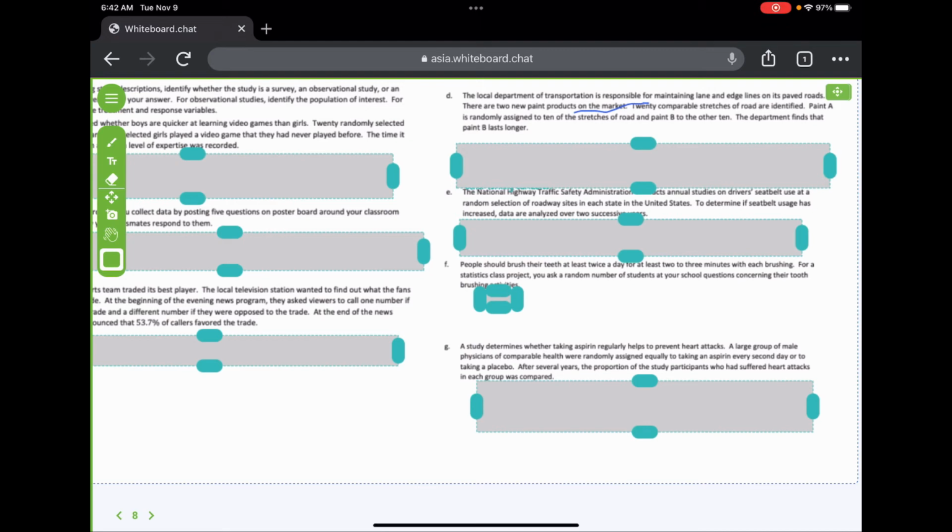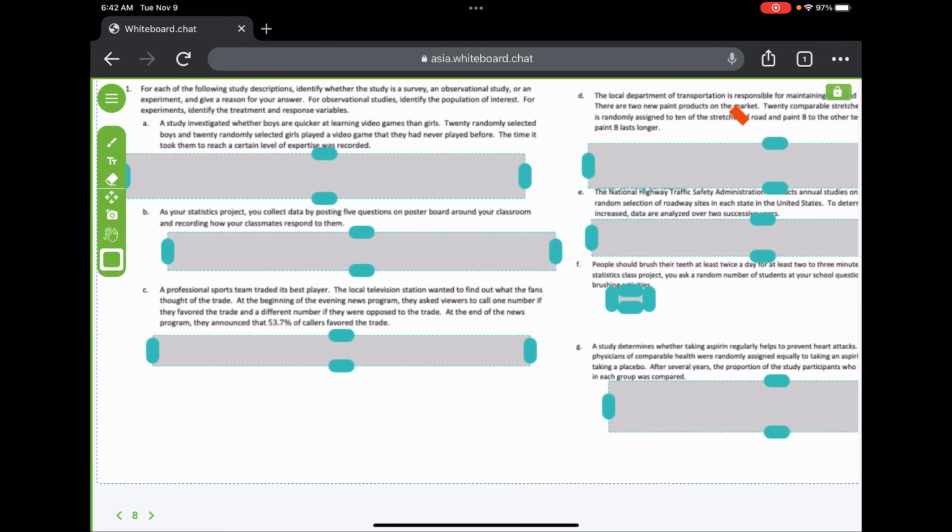Page 8 says, for each of the following study descriptions, identify whether the study is a survey, observational study, or an experiment, and give the reason for your answer. For observational studies, identify the population of interest. For experiments, identify the treatment and response variables. So A says, a study investigated whether boys are quicker at learning video games than girls.